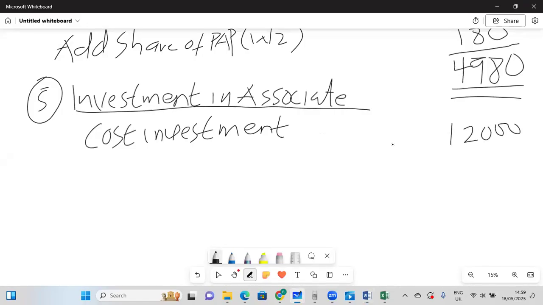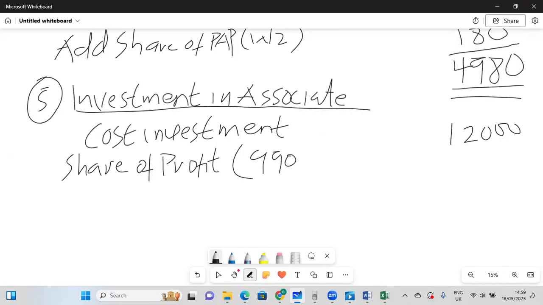Then the next one here is what? The share of post-acquisition profits that we had from them. So now, the only thing is we are subtracting what? The profits at the reporting date minus the retained earnings at when we bought them, or when we invested in the associate.